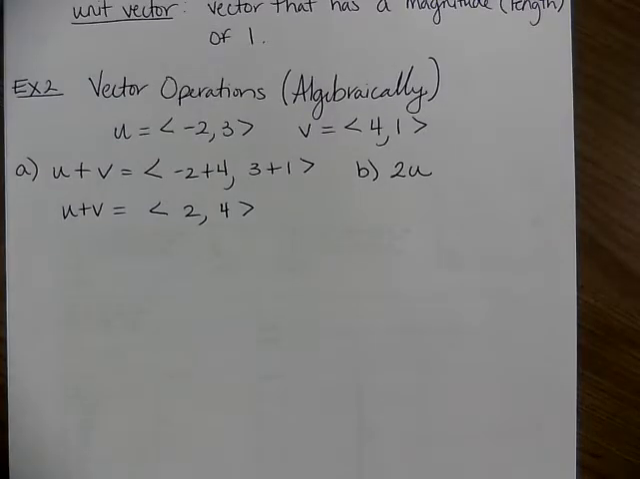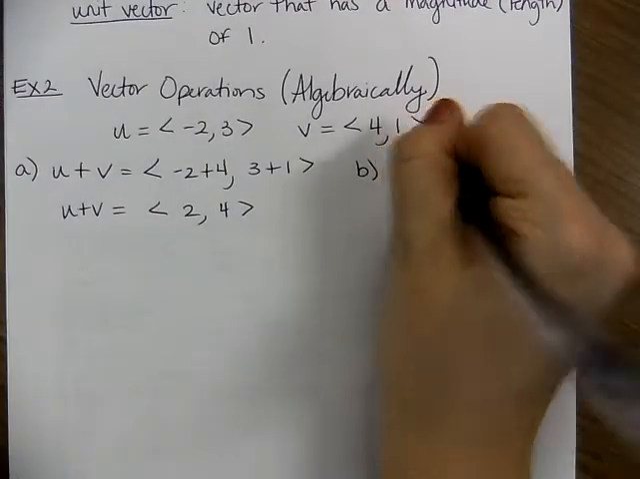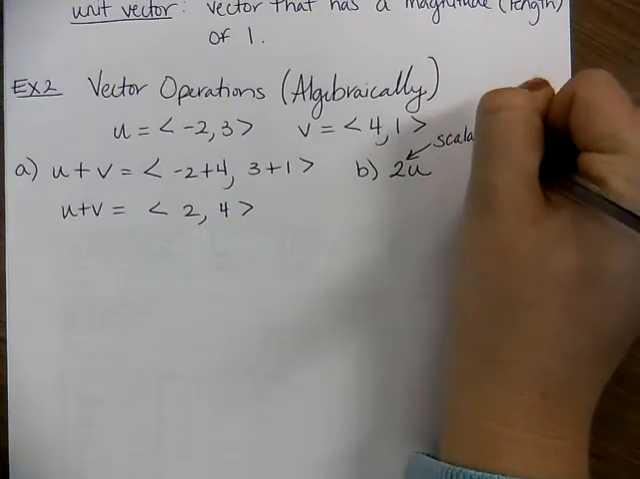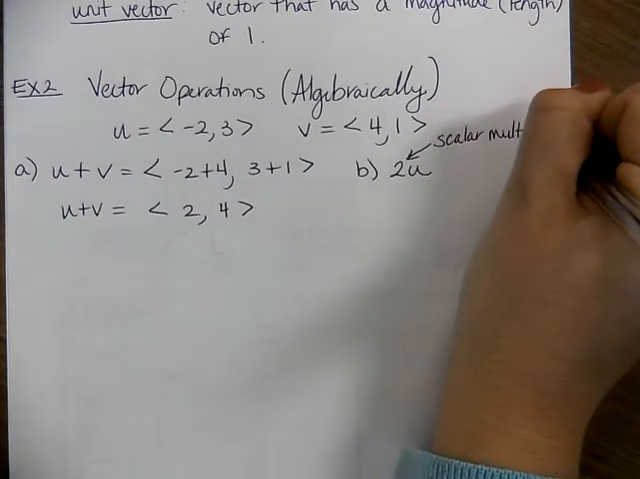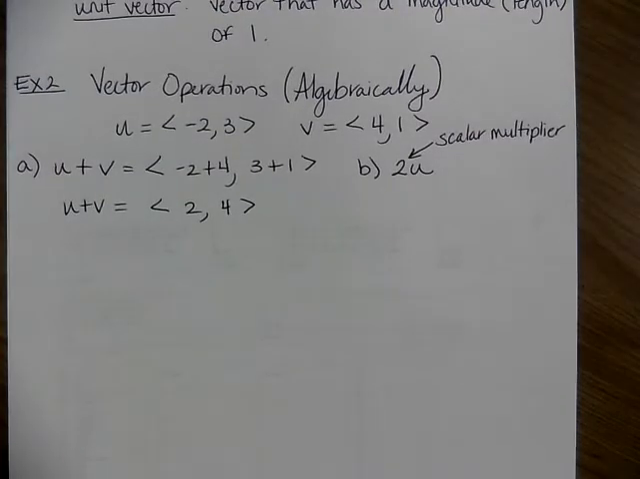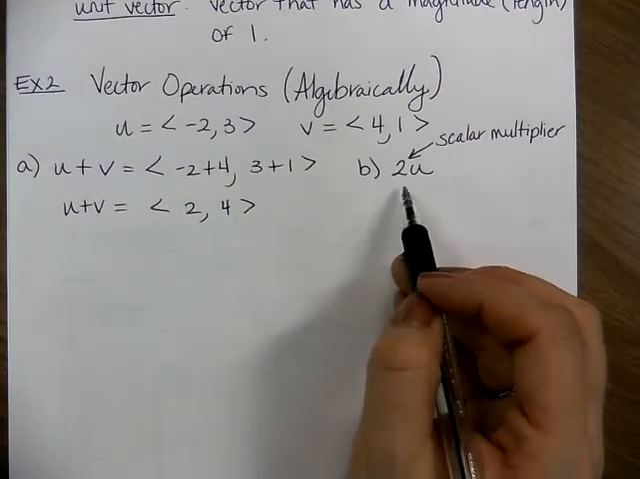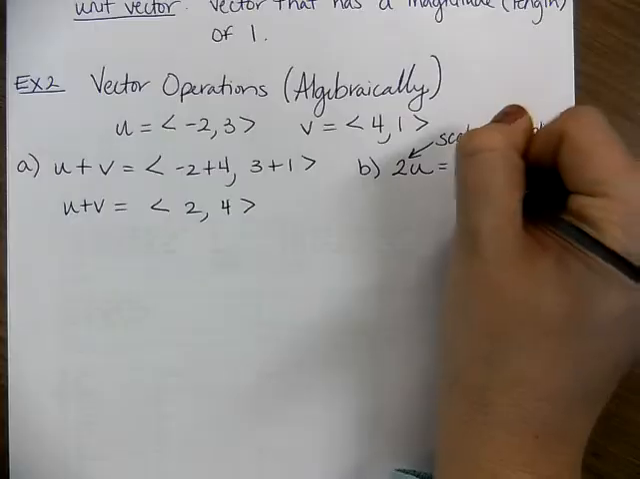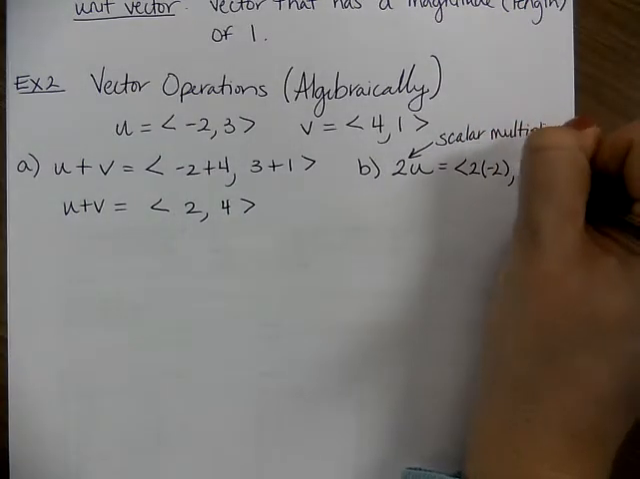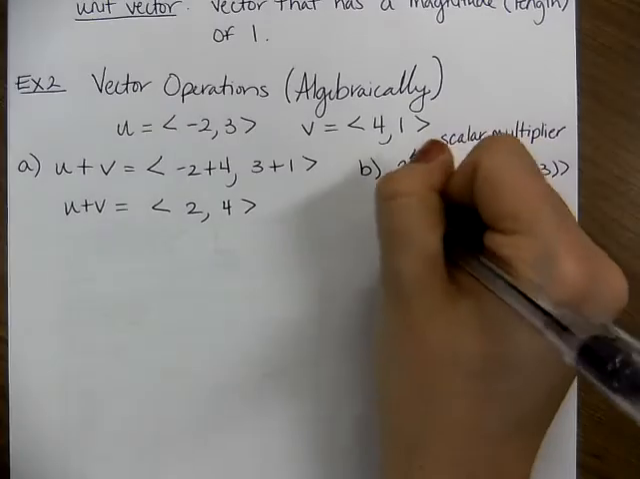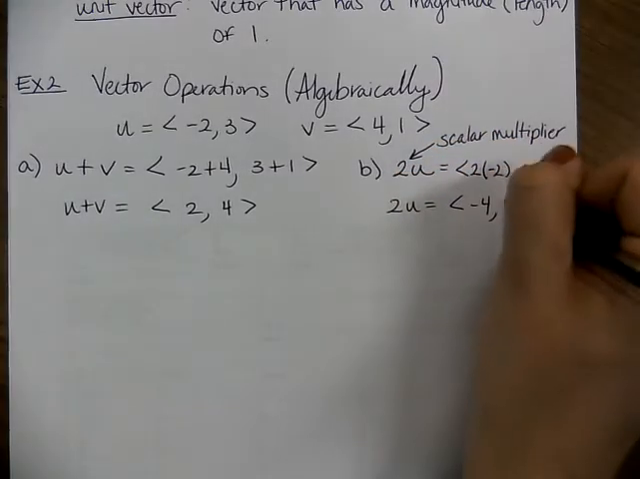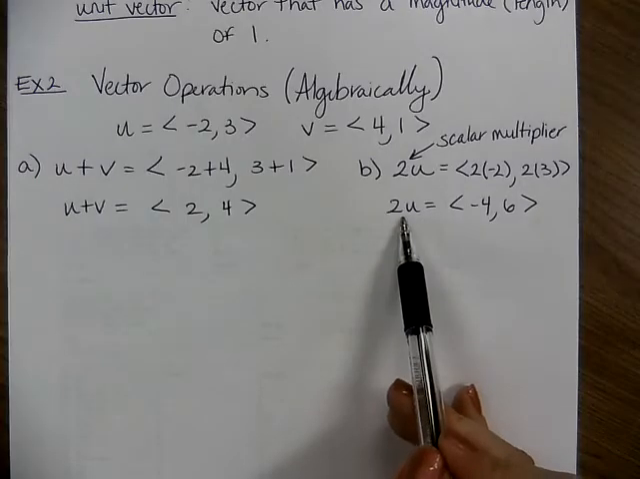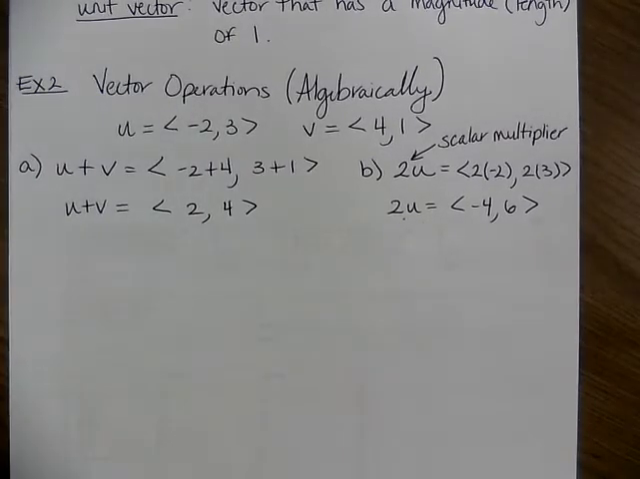Pretty easy. What do you think you would do if you had 2u? What do you think that means? Yeah, multiply everything by 2. This is called a scalar multiplier. It's just a number. This is basically saying double the length of u. So you're going to take vector u and multiply both of its components by 2. So 2u is equal to negative 4, 6. Notice I am using notation. I want to show my reader whatever I'm calculating there. So make sure you label those pieces.